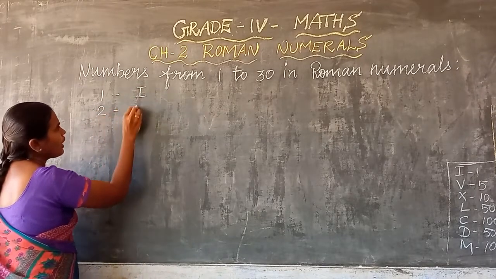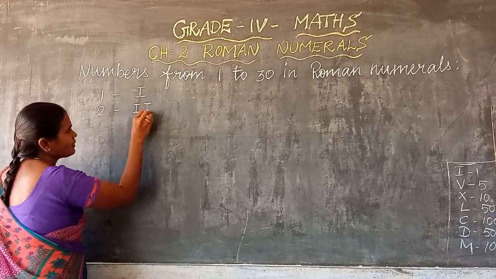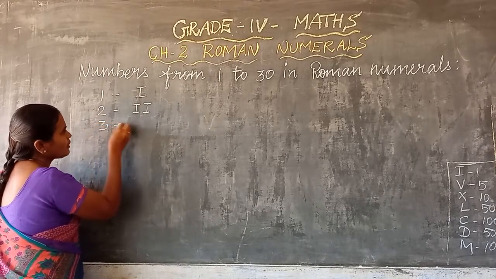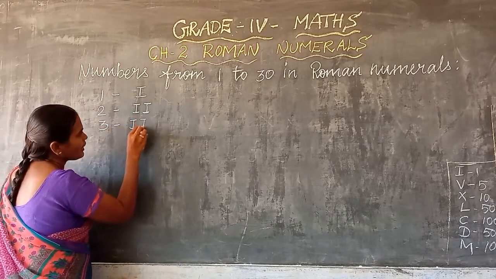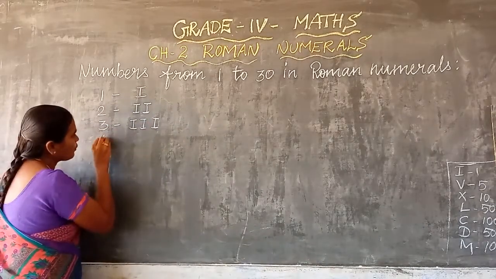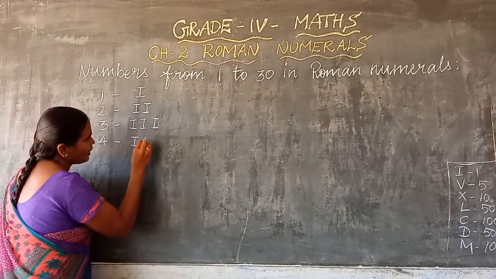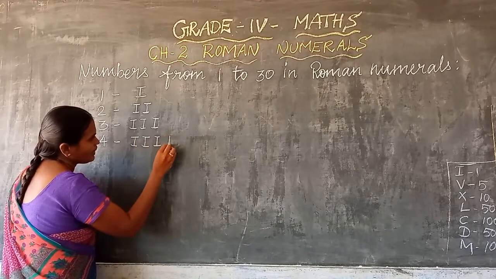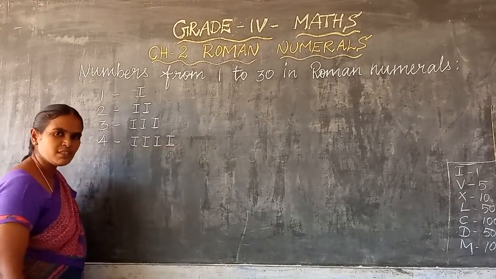2 is II. 3 is III, 3 times I. 4 times I means wrong.